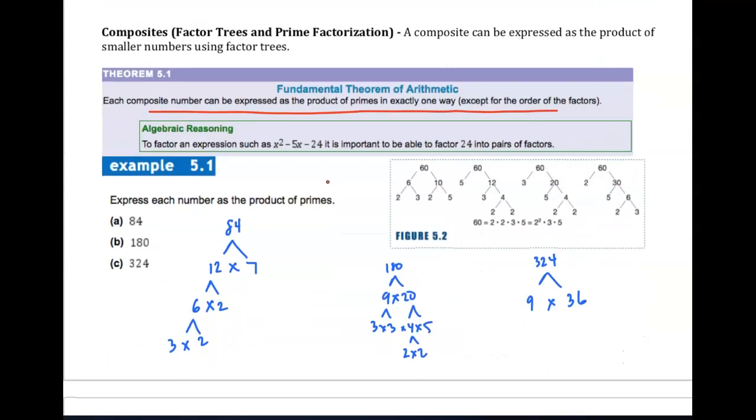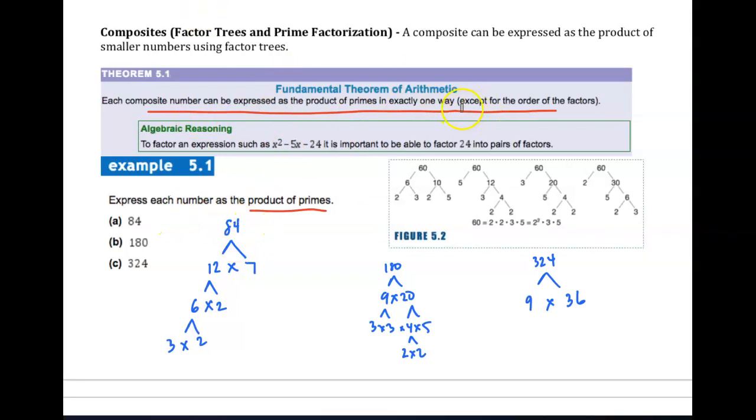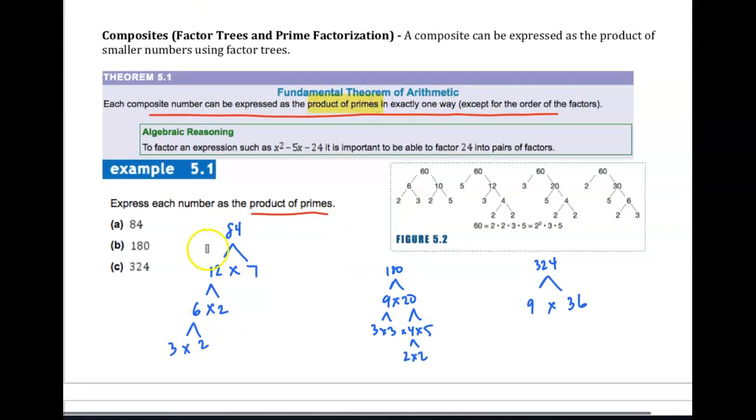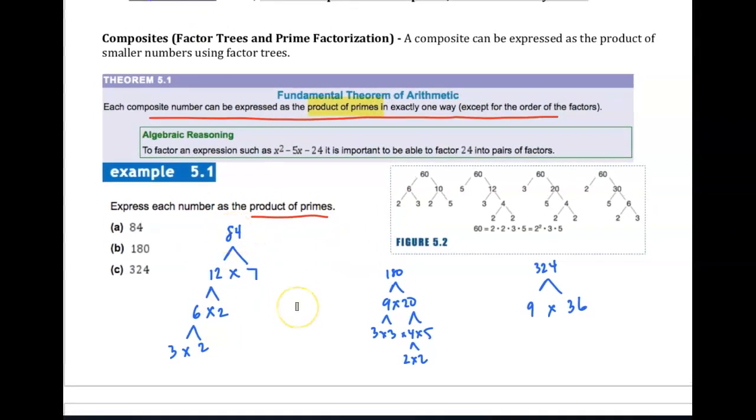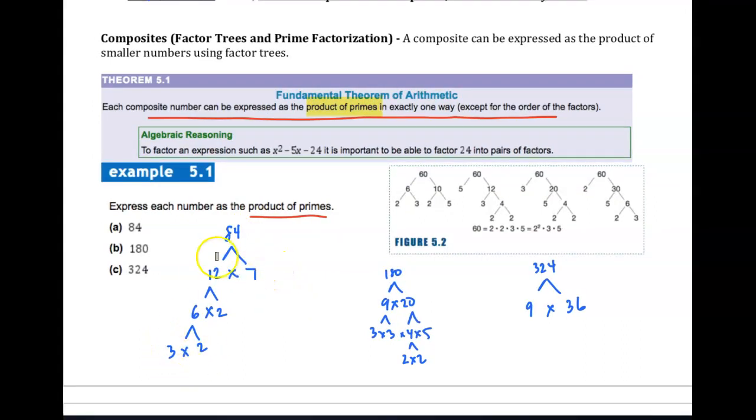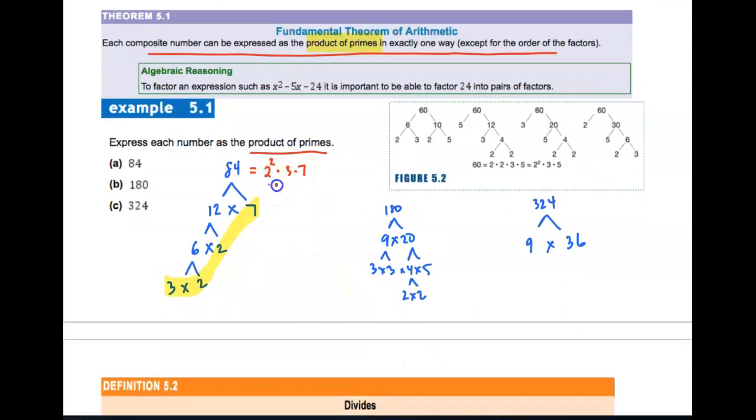And so the first thing that we relate this to is what we call factor trees, or expressing numbers as a product of primes, which is connected to what we call the fundamental theorem of arithmetic. Again, every counting number can be expressed as a product of primes. You can see 84 broken down into a product of primes results in 84 being equal to 2 squared times 3 times 7. So that's the product of primes right there.